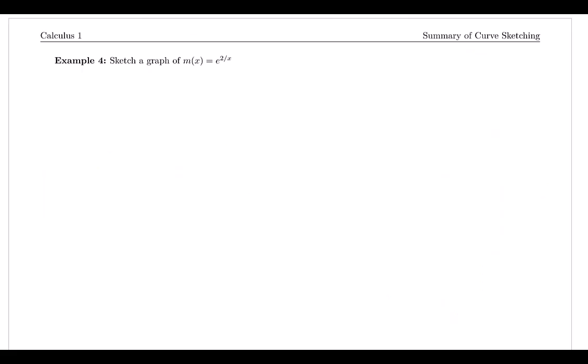Example 4 says sketch a graph of the function m of x is equal to e to the power of 2/x. So let's start with our list. First, we'd like to find the domain.